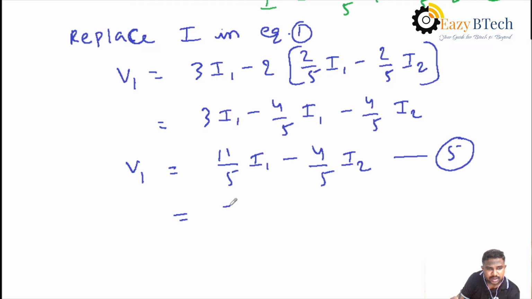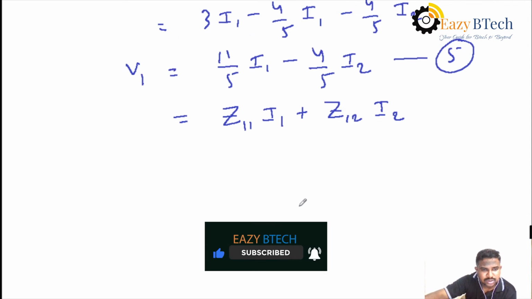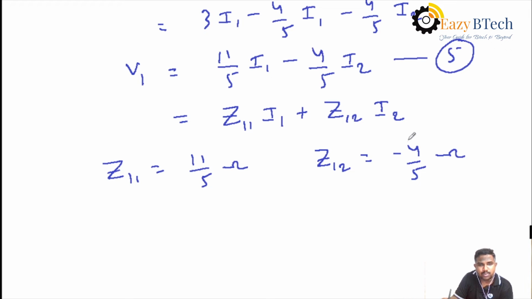This will be compared with the standard equation, that is Z11 I1 plus Z12 I2. From the equations, what is the value of Z11? Therefore, Z11 equal to 11 by 5 ohms and Z12 equal to minus 4 by 5 ohms. Like that, we have to calculate the Z parameters. Then similarly, you can find out the other parameters.